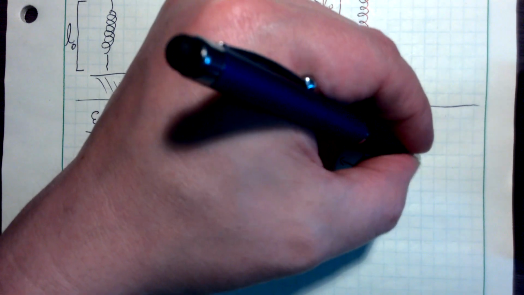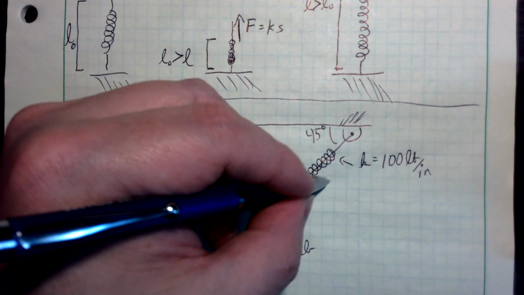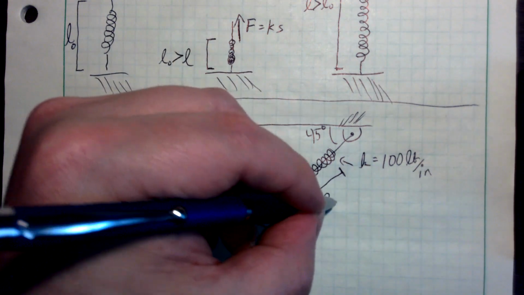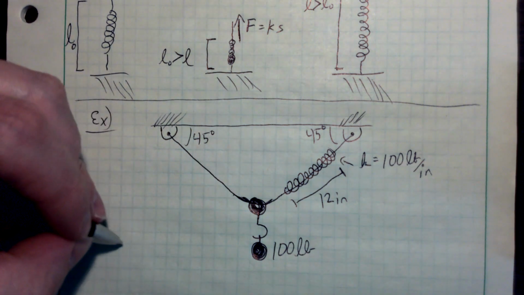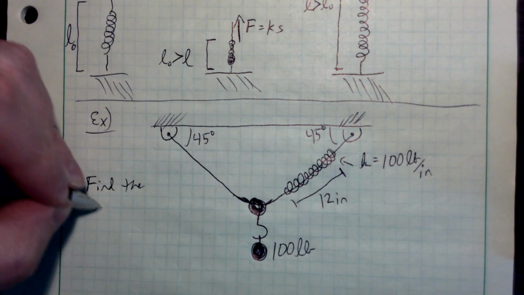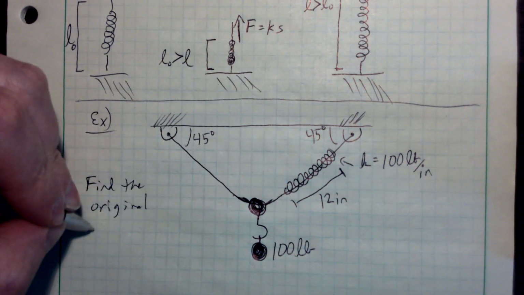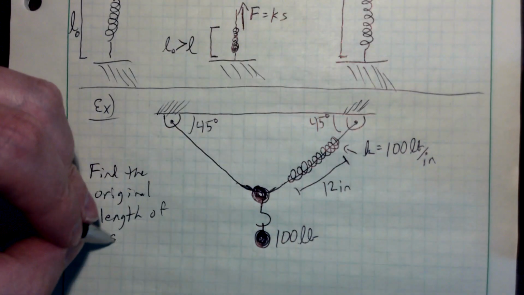If the spring constant, the Hooke's law constant, the stiffness, if you will, is 100 pounds per inch, so spring constants will always be force per unit length, and the current length is 12 inches, we want to find the original length of the spring.